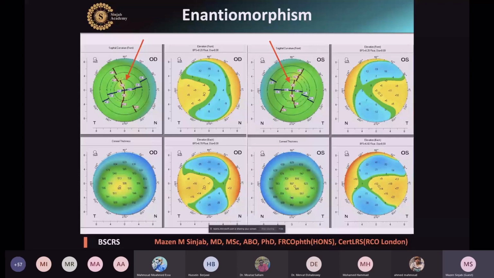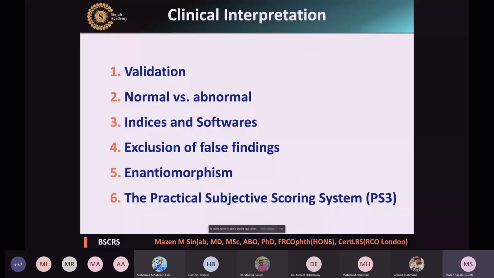Finally, I come to my practical subjective scoring system. Every time I talk about this, many people send me messages asking, what is your source? On what did you depend? This is why I intended to show you the references for every previous slide, the references that I depended on.